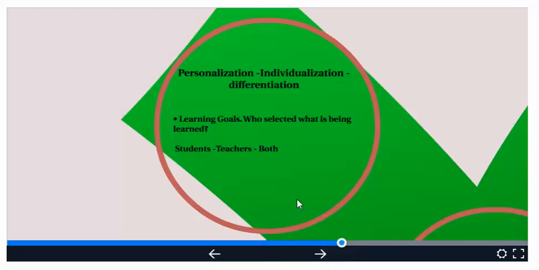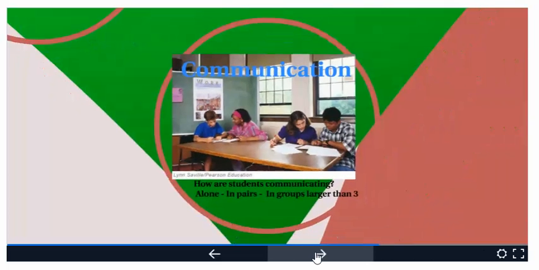Just to highlight them, you can look at personalization, individualization, and differentiation. You ask yourself, what are the learning goals? Who selected what is being learned? Was it the students, teachers, or both? Another one would be communication. How are my students communicating? Alone, in pairs, or in groups larger than 3.